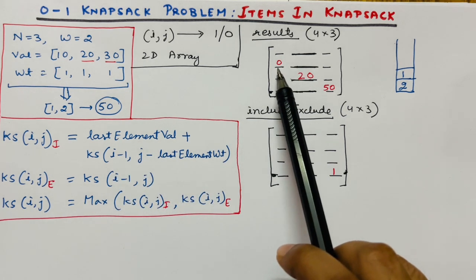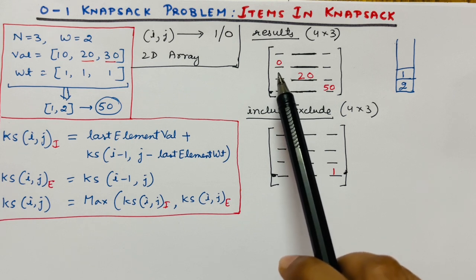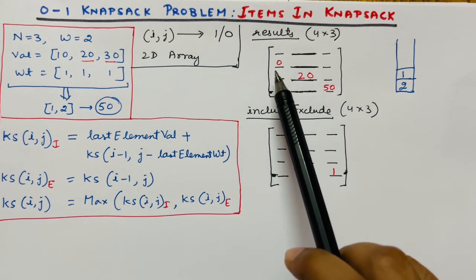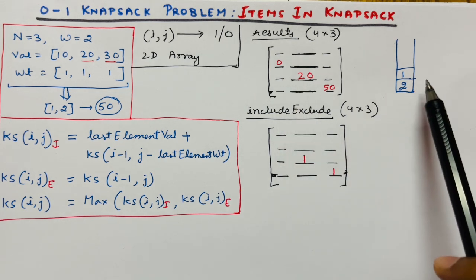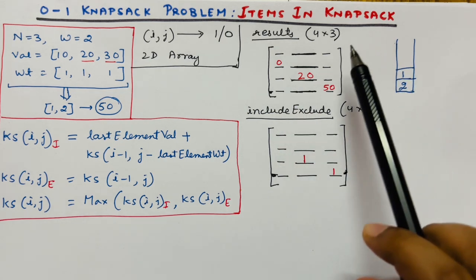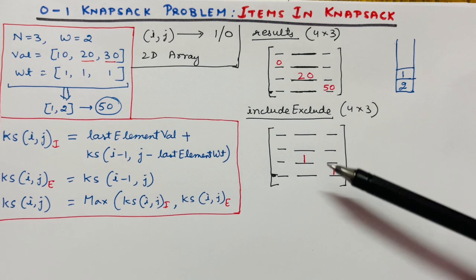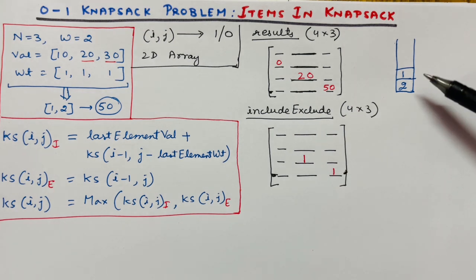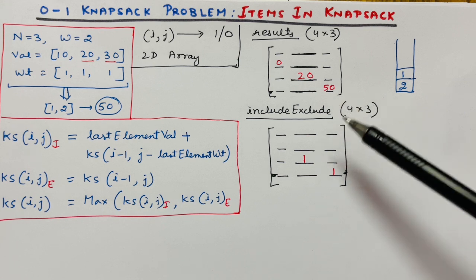Now at 1, 0, it is not possible to make any value further. So we don't need to, that means we won't need to include any more items. So the items that we included in the knapsack for maximum value are here, 1 and 2. So we can see that we can use these 2 matrices to derive what are the items that we put in the knapsack to obtain the maximum value.